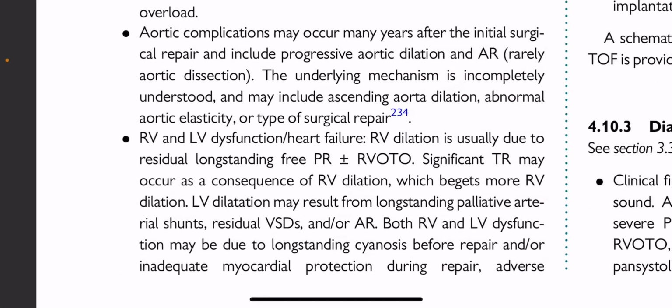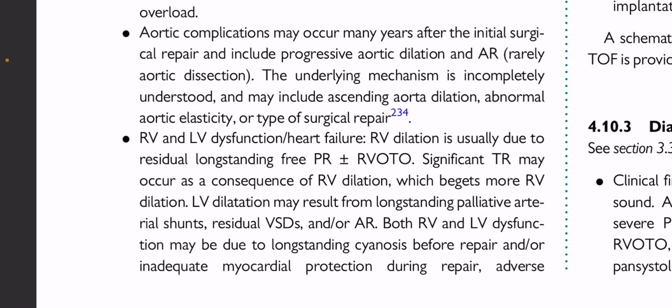Aortic complications may occur many years after the initial surgical repair and include progressive aortic dilation and aortic regurgitation, rarely aortic dissection. The underlying mechanism is incompletely understood and may include ascending aorta dilation, abnormal aortic elasticity, or type of surgical repair. RV and LV dysfunction, heart failure.